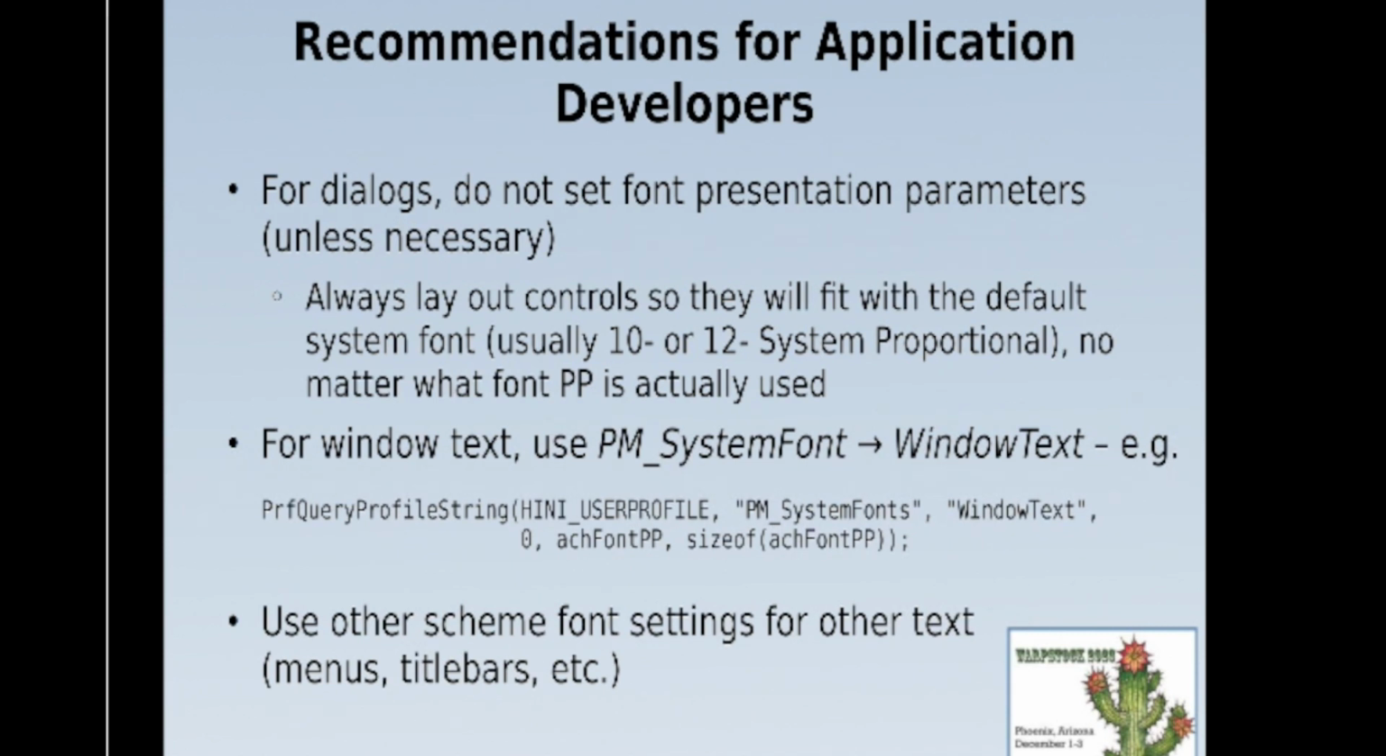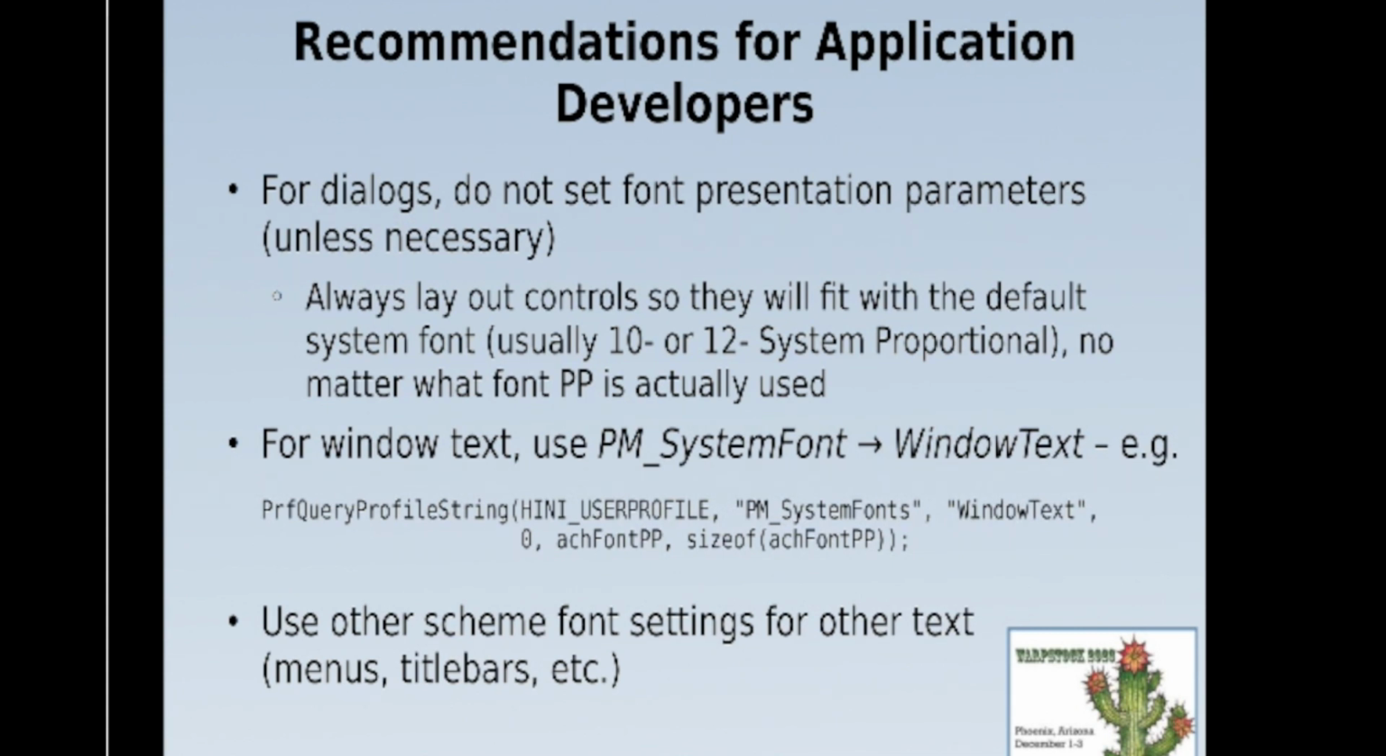Programmatically speaking, for window text, if you're setting it in code, you should get the value of that INI item, so PM system font window text. And that's a function call basically that you'd use in C, for example.